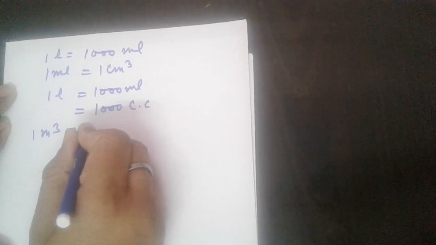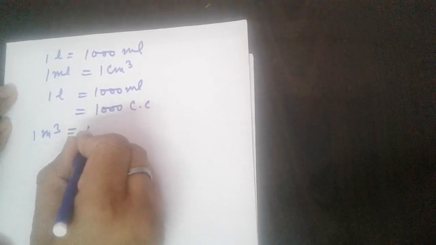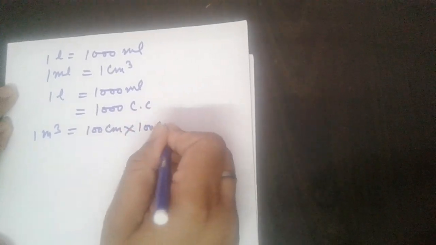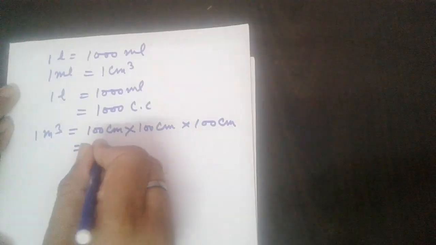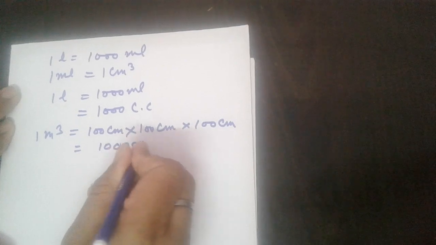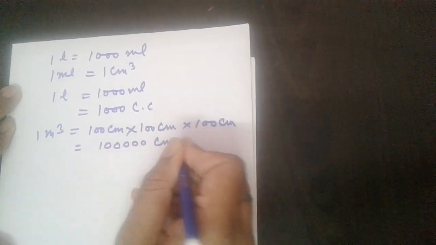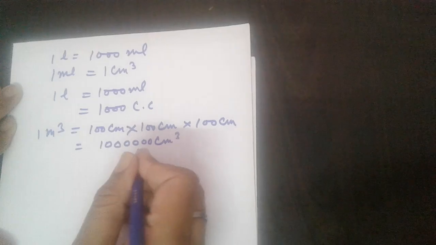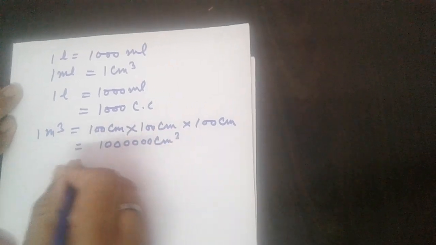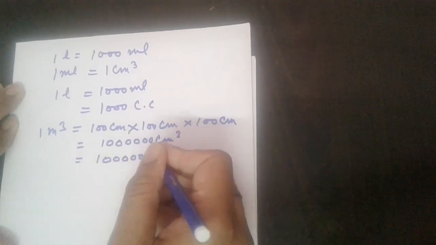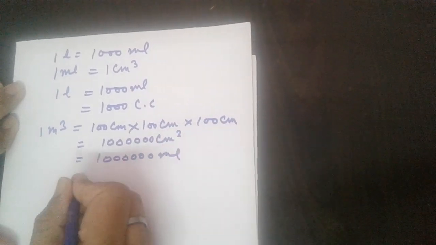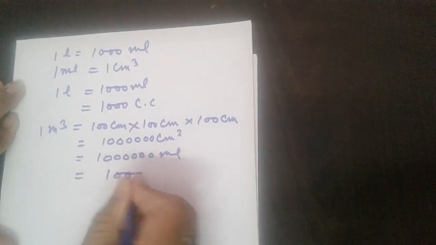1 meter cube: 1 meter equals to 100 centimeter. So we will multiply 3 times. 100 centimeter into 100 centimeter into 100 centimeter equals to 10 lakh centimeter cube equals to 10 lakh milliliter, that is equals to 1000 liter.